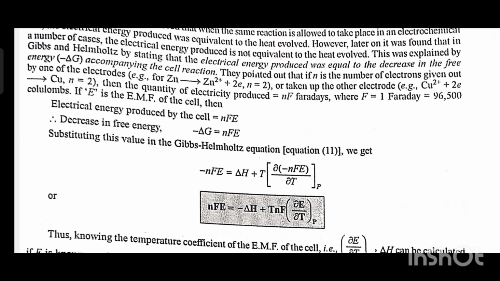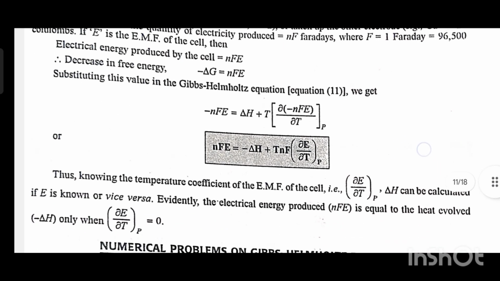They pointed out that if n is the number of electrons given out by one of the electrodes, for example for zinc, Zn gives Zn2+ plus 2 electrons, n equals 2, or taken up by the other electrode, for example Cu2+ plus 2 electrons gives Cu, n equals 2, then the quantity of electricity produced is equal to nF Faradays, where 1 Faraday F equals 96500 coulombs. If E is the EMF of the cell, then the electrical energy produced by the cell is equal to nFE. Therefore, the decrease in free energy, minus delta G, is equal to nFE.